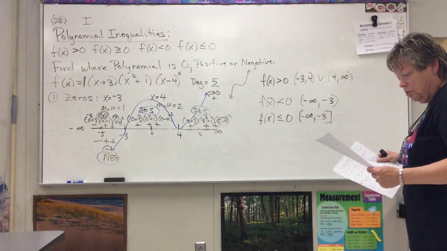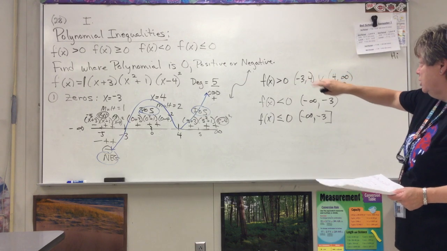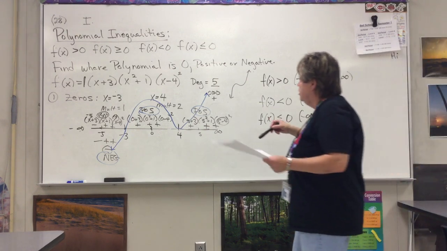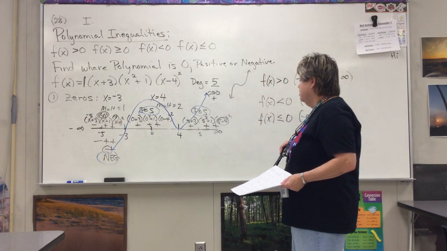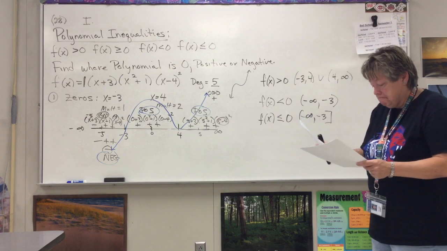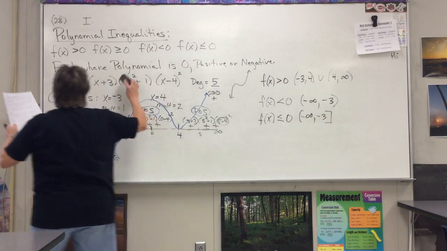All right, so that's working with a sign chart to identify where a polynomial is 0, positive, or negative. Also tying in what we know about odd degrees, end behaviors, shapes, and what it's going to look like all together there. If you want to stick around, I can show you a second example. Okay.